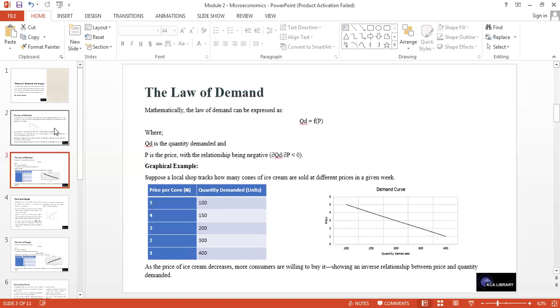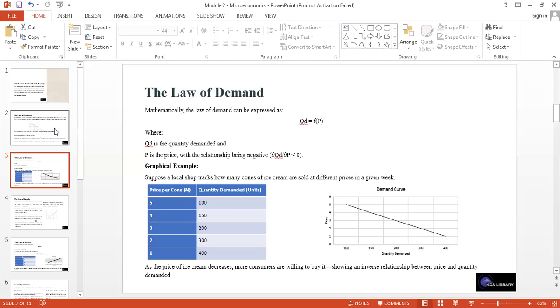And then graphically, when we talk about this, you have prices per cone. Suppose a local shop tracks how many cones of ice cream are sold at different prices in a given week, as shown below. You see that for 5 naira, the quantity is 10. For 4 naira, the quantity is 15. For 3 naira, the quantity is 200. For 2 naira, the quantity demanded is 300, and for 1 naira, the quantity demanded is 400.